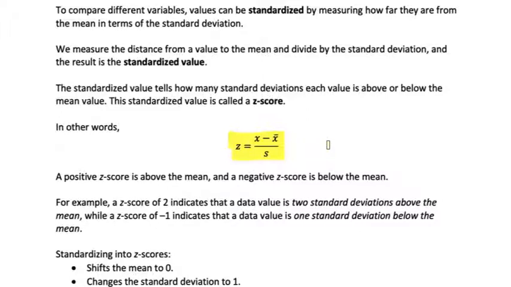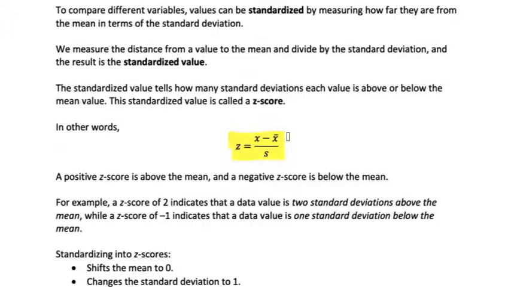So if we have a z-score that's positive, then that means that our data value is above the mean, and a negative z-score means that our data value is below the mean. And that should make sense because in our calculation we're doing x minus x bar. So if x, the data value, is larger than x bar, then when we subtract, that's going to be positive. If the data value is less than x bar, then when we subtract, it's going to be negative. And the value of standard deviation always has to be positive.